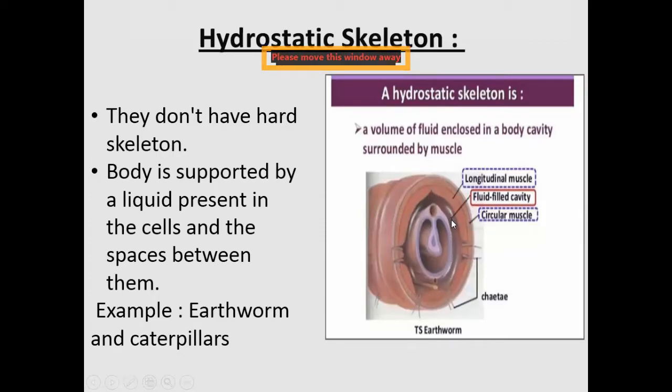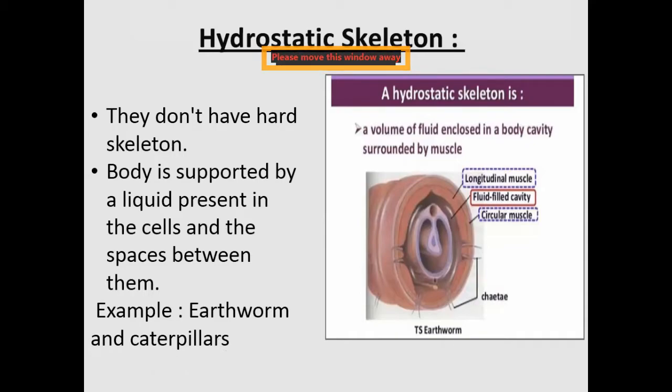This fluid is actually acting as a skeleton which gives the support. So they don't have a hard skeleton because their bodies are soft, but the body is supported by a liquid present in the cells and spaces between them, and that's why they are able to perform their activity. So the best examples of this hydrostatic skeleton are the earthworm and the caterpillar.